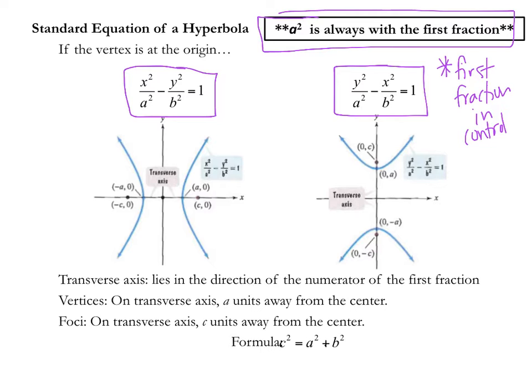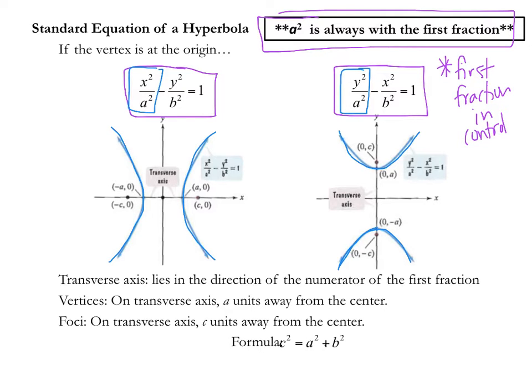So if you notice, in the first equation, the first fraction has x in it, and that's why the two branches of the hyperbola are facing left and right, because x is in control. Versus in the second one, our first fraction is y, and the two branches are facing up and down because y is in control.